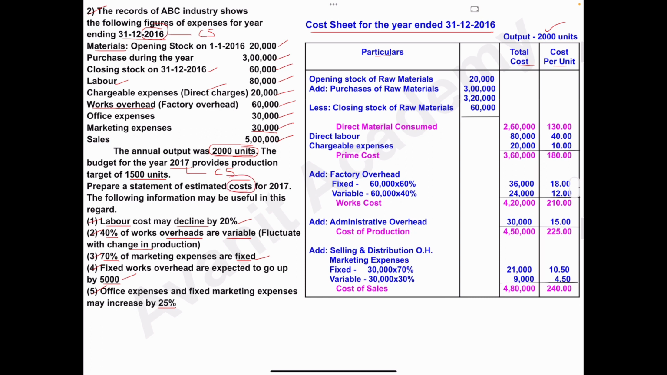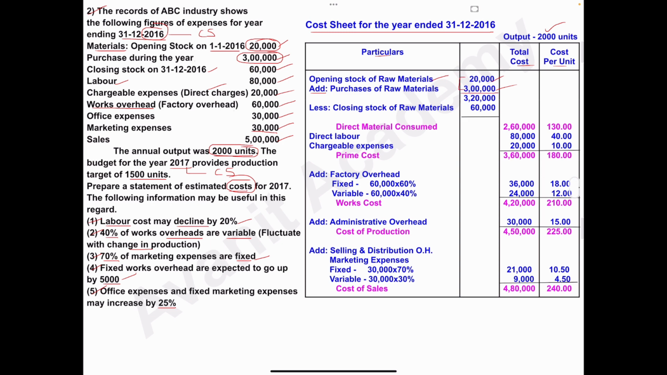First, what do we have to take? Opening stock of raw materials, that is on 1st January 2016. Amount is 20,000. Write in the solution: opening stock of raw material, in the inner column 20,000. Next we have to add purchases of raw material during this period. Purchases amount is 3 lakh. Write here 3 lakh. Add these two figures.